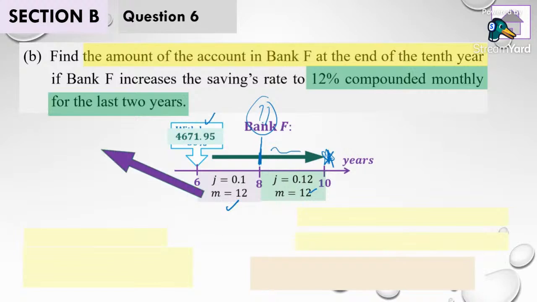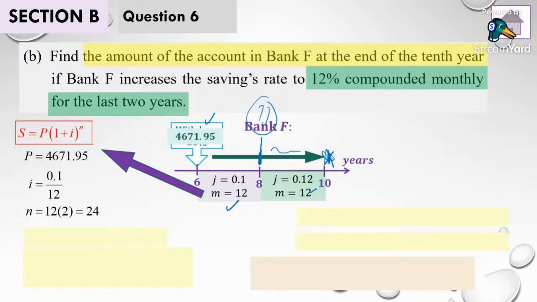So let's refer to the first part, the purple part here. The purple part for the end of 6 years until the end of 8 years uses compound interest. According to the info here, we have P equals 4671.95. The interest rate, i, is 0.1 divided by 12, j divided by m. In this case I cannot simplify further into a decimal answer, because it will give me a long non-terminating decimal. If I cut short or round off any of the decimal places, I'm afraid the accuracy is affected. So therefore, I leave it in fraction form like this.